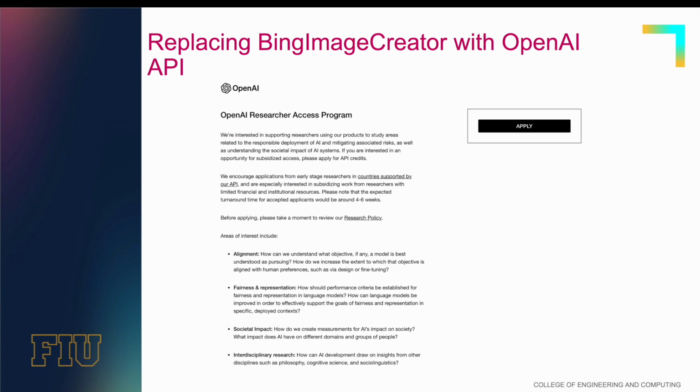We also would like to replace the Bing Image Creator tool with OpenAI's public API. There is a program we were looking into called the OpenAI Research Access Program, which allows researchers to use their products for free without having to pay. The reason we would want to do this is because currently the Bing Image Creator tool is a reverse engineered API that can be discontinued at any time, and this would break the functionality of our program.